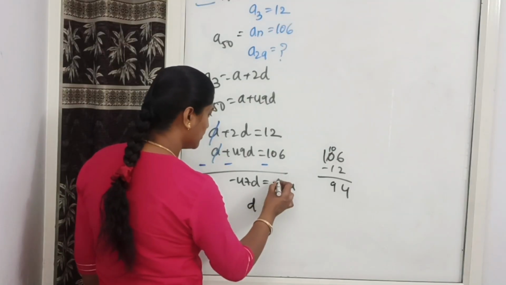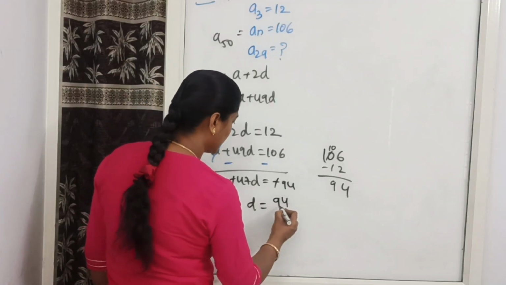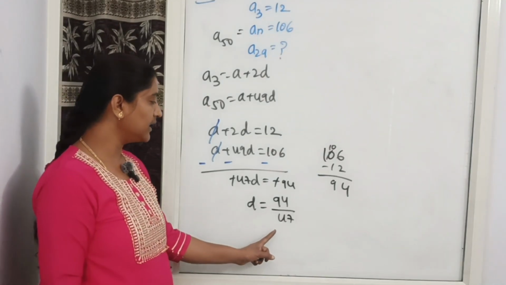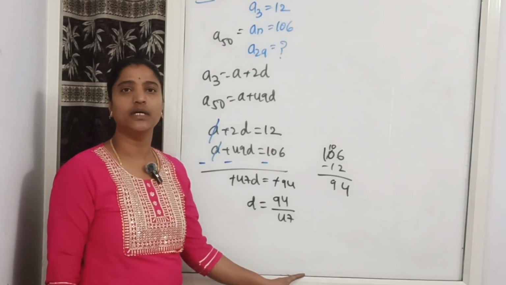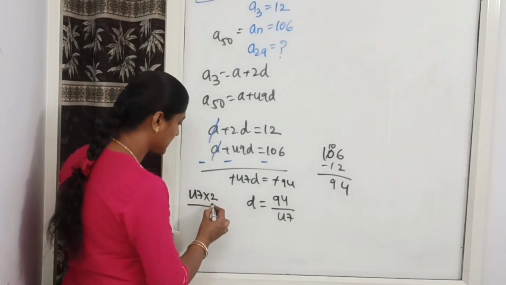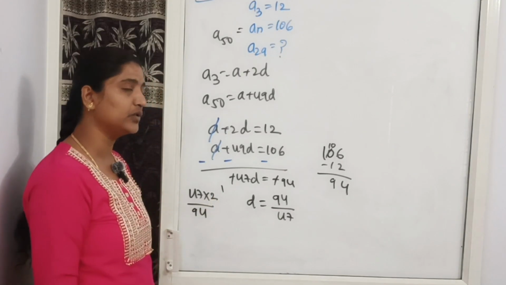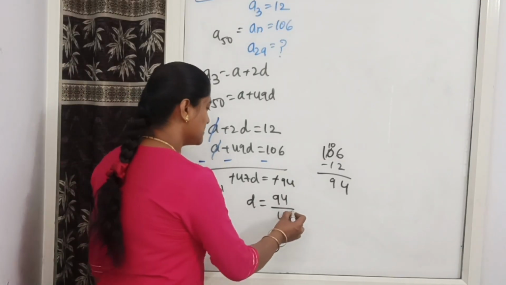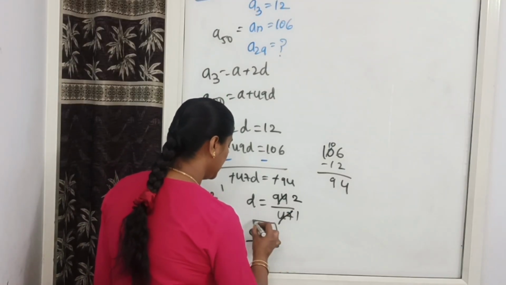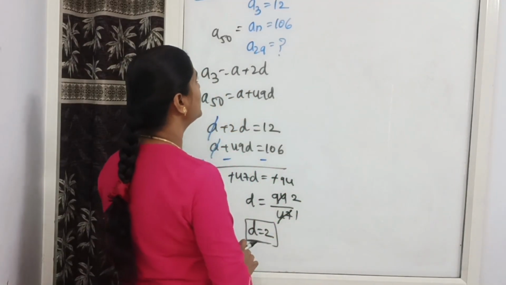So now D is equal to, the negative signs are getting cancelled, D is equal to 94 upon 47. Which table will it go in? See here, 47 itself is a prime number. You have to find out in that only. So 47 ones are 47, 47 twos are, 7 twos are 14, 4 twos are 8, 8 plus 1 is 9. Of course it is 47 twos are 94. So what is our D? D is 2.